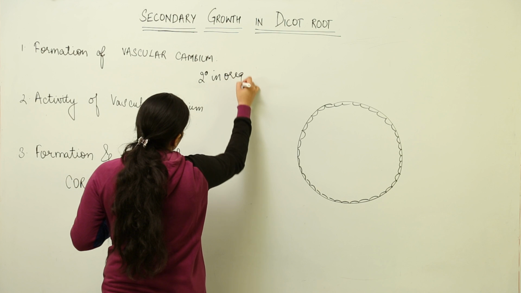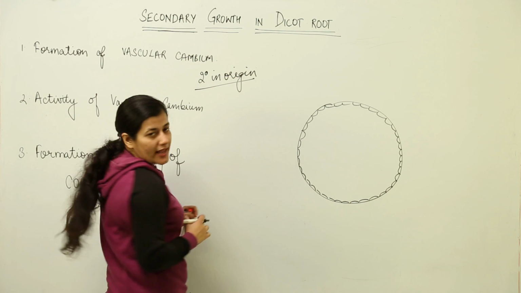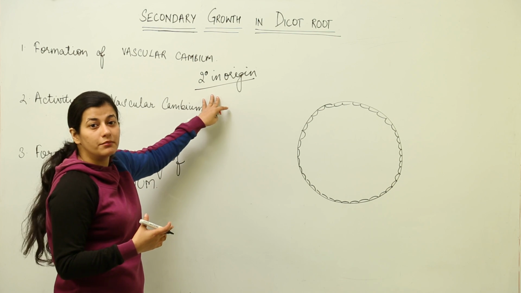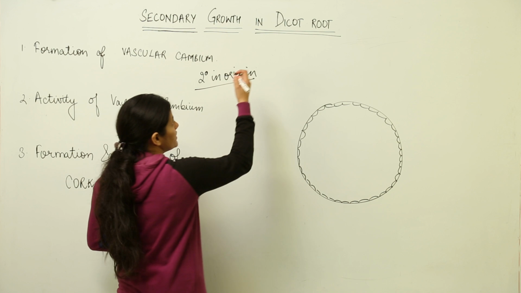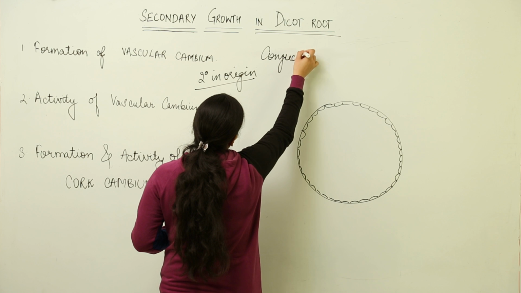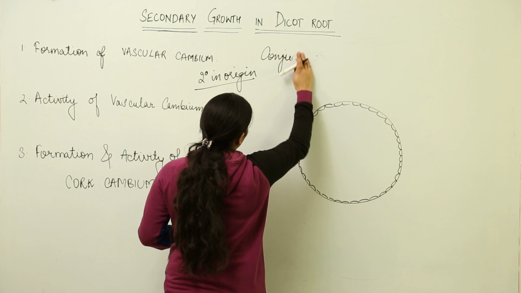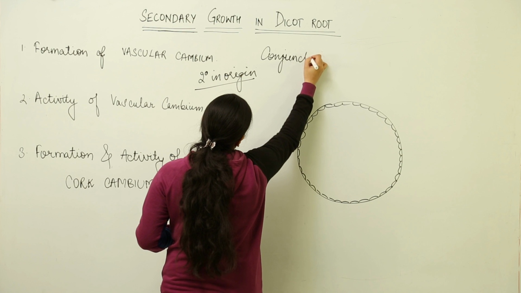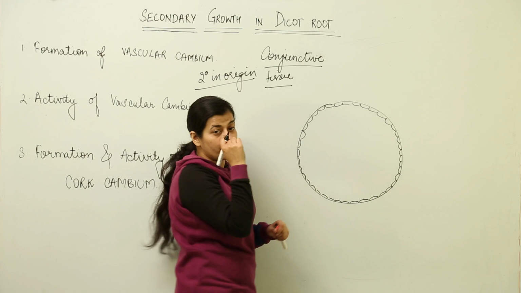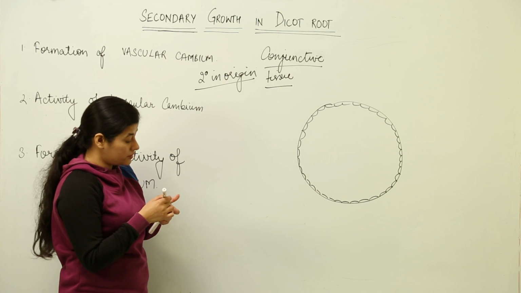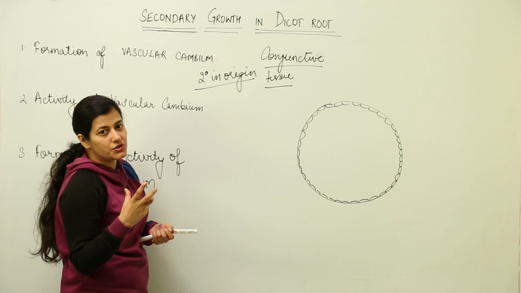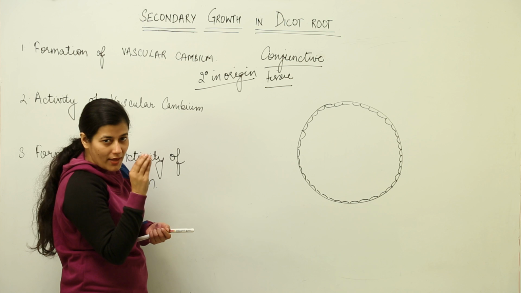That means some originally present cells would become meristematic. They would get de-differentiated and they would become meristematic. And which cells would become meristematic? That is conjunctive tissue. Now try to recall what this conjunctive tissue was, or where these cells were located. A little exercise for your mind. If you cannot recall, then I am providing you with the answer: the conjunctive tissue lay between the oval shaped phloem and xylem.